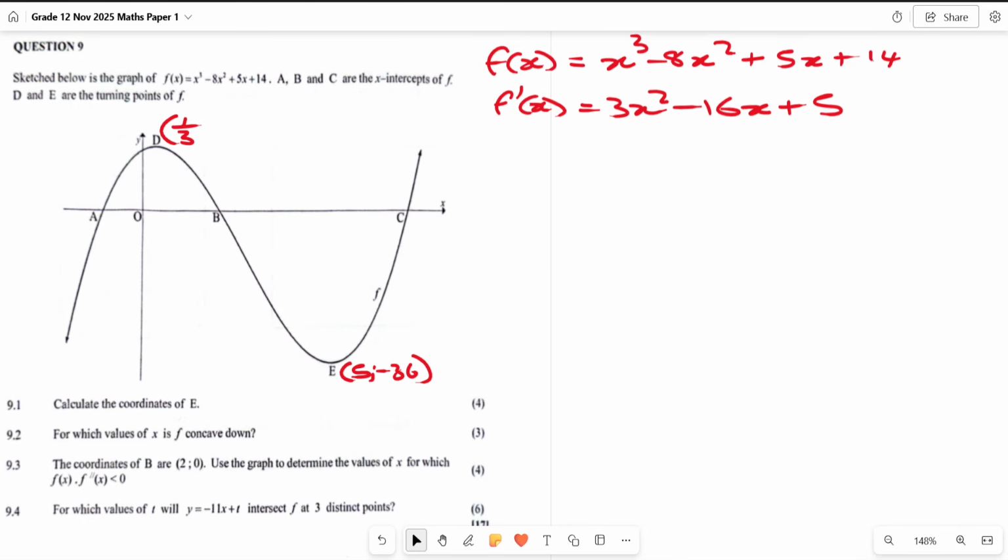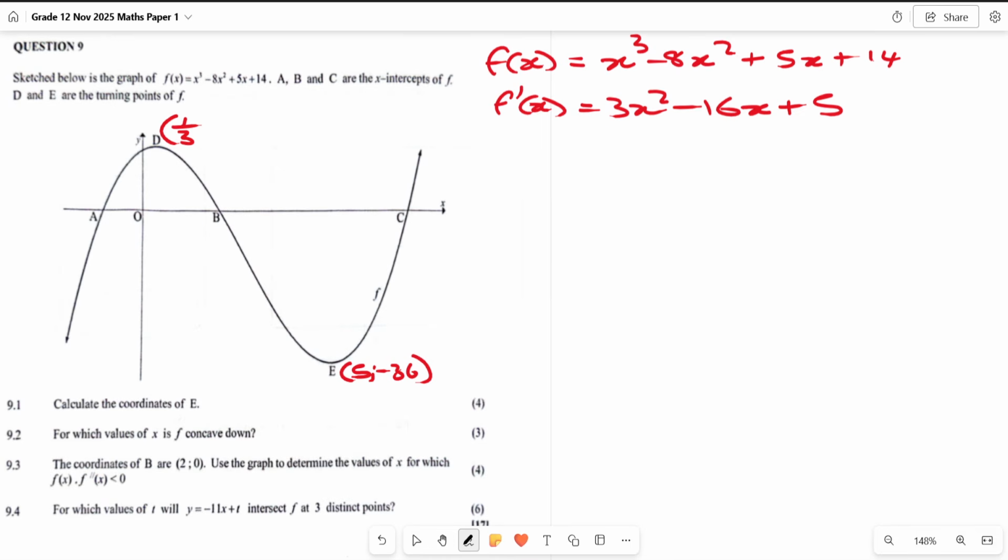Now, concave upwards is when the derivative of the derivative is greater than 0. But if the derivative of the derivative is less than 0, then it's going to be concave down. Concave up is when the derivative of the derivative is greater than 0.